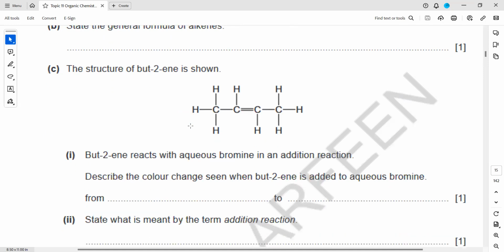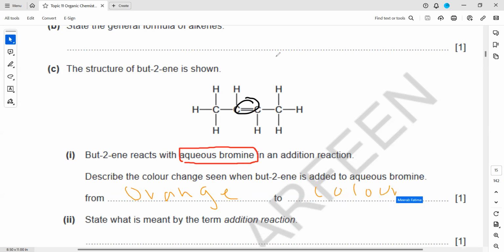Structure of a butene is shown. So butene, as you can see, is unsaturated, there is a double bond. If we add aqueous bromine, this is a very common question they ask, aqueous bromine is used to test the presence of a double bond. What is the color change? It will be orange to colorless. If it is bromine, then it is red brown. But aqueous bromine means bromine is dissolved in water, and it will be orange in color.